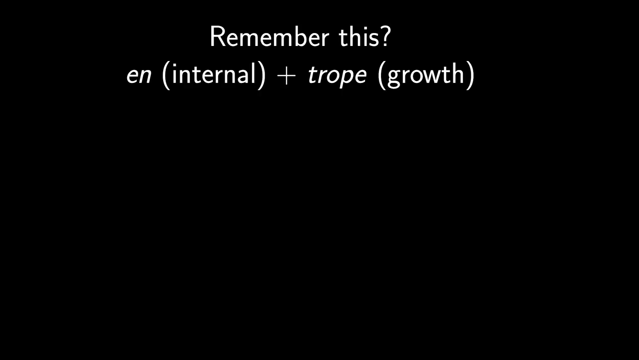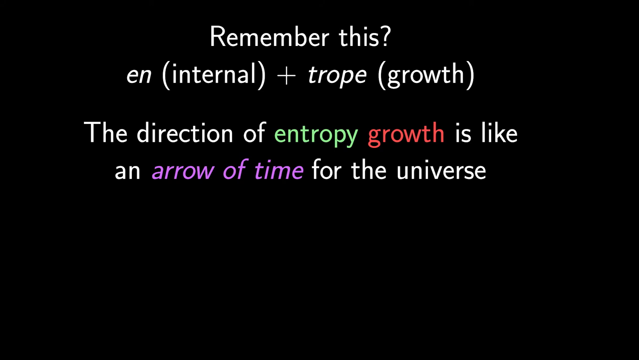Remember this? Entropy, it's N plus trope, it's internal growth. The direction of entropy growth is like an arrow of time for the universe. This is interesting because if you zoom way in on fundamental particles bouncing around, you won't be able to tell future from past, forward versus backward.